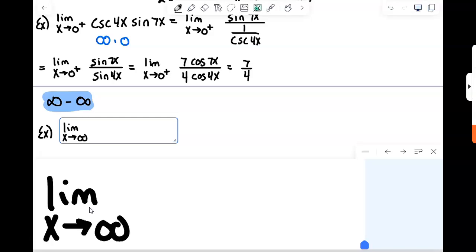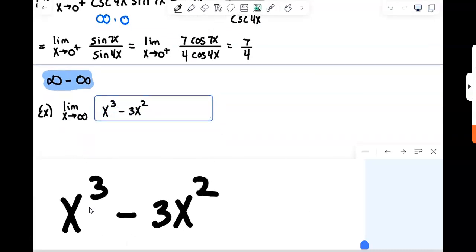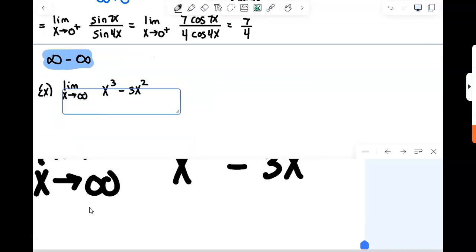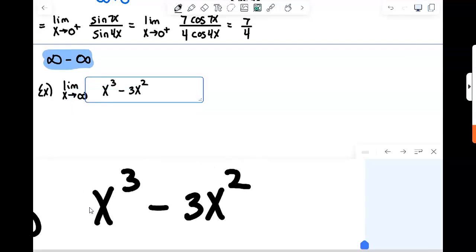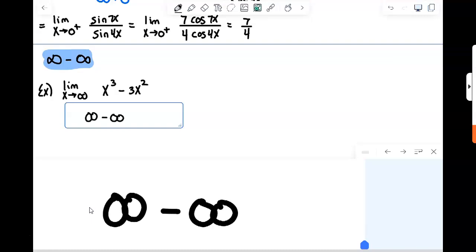Let's say we're looking at the limit as x goes to infinity of x cubed minus 3x squared. What I try to do is to factor something. When you look at this, if you plugged in infinity, you'd have infinity cubed minus infinity squared. So this is an infinity minus infinity limit. Okay, so we have that issue that we're dealing with. So what we do is we try to do some type of factoring.